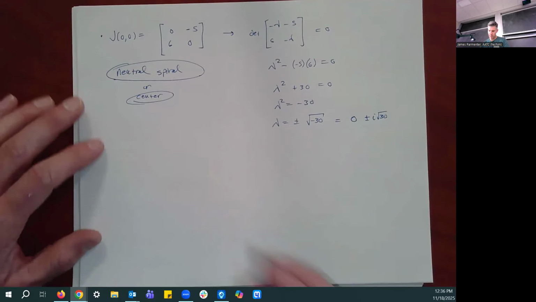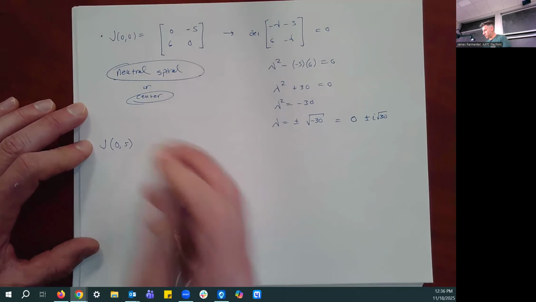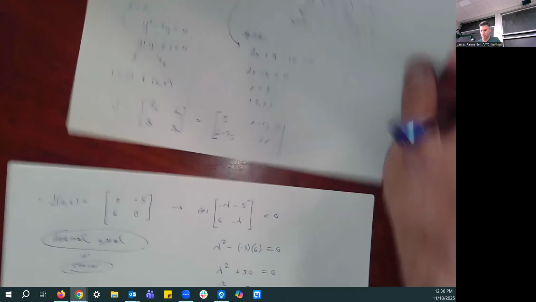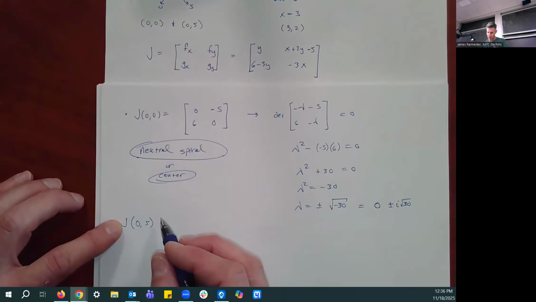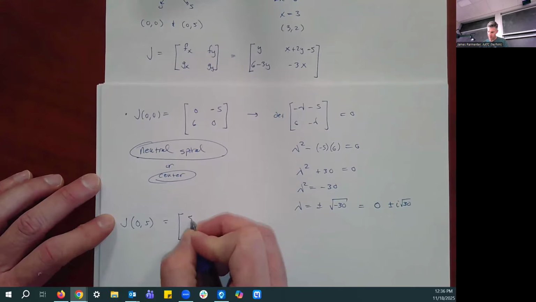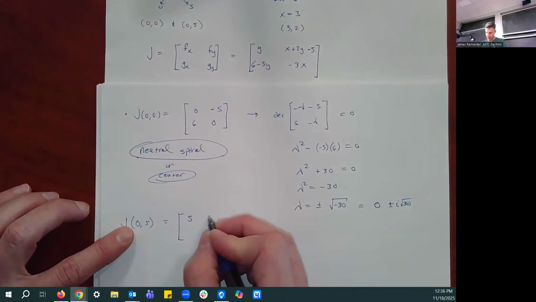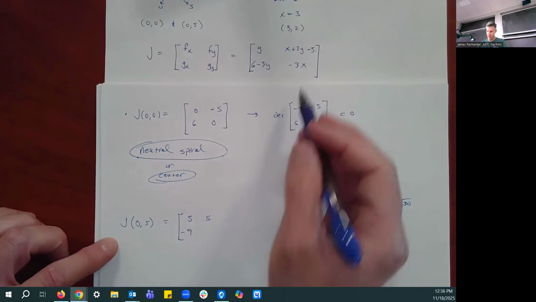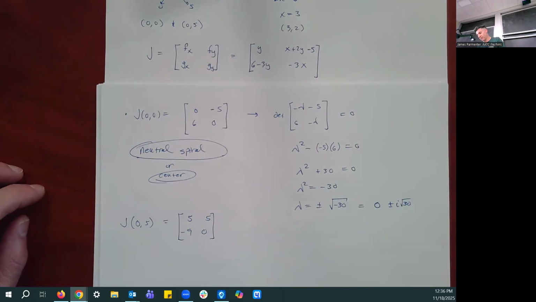We have J of 0, comma 5. Let's have our Jacobian still in view though, so we know how to calculate things here. Okay, so plugging 0 for x and 5 for y, we're going to get 5, and then 0 plus 10 minus 5 is also 5. And then 6 minus 15 is negative 9, and then negative 0. So I know I said a thing before about how they're often easy, but clearly the example I made up is not. Question.